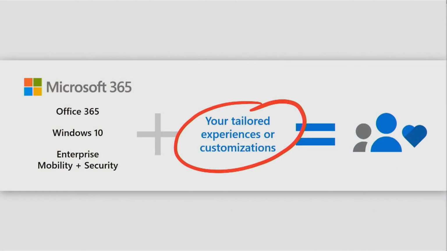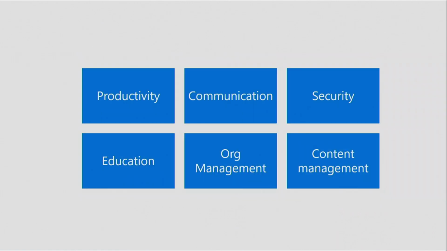So at Microsoft, we actually rely on our partners to help us tailor those experiences, to customize to the needs that our customers have and meet those specific needs. So your tailored experiences actually help us achieve that. Now, the set of data that you can access across Microsoft Graph gravitates across different centers of gravity. So whether it is productivity or communication or security or education or organization and management, content management, all of these are data sets that are available in the API.